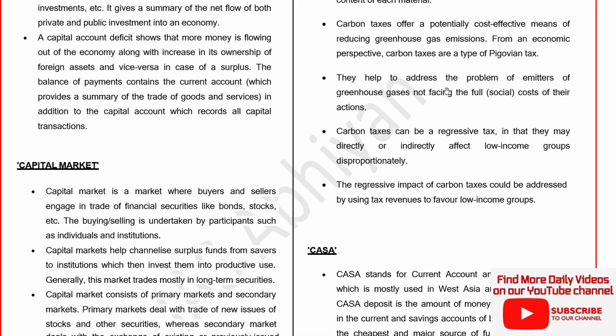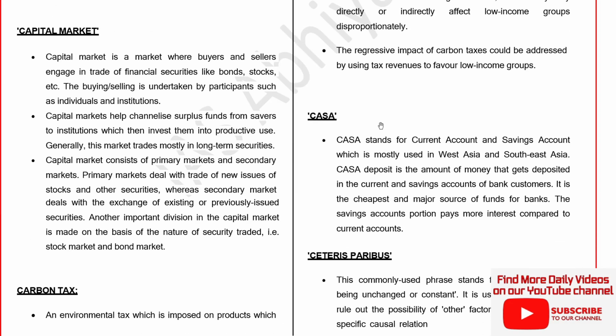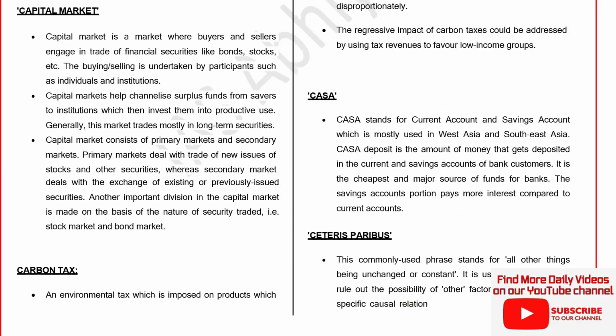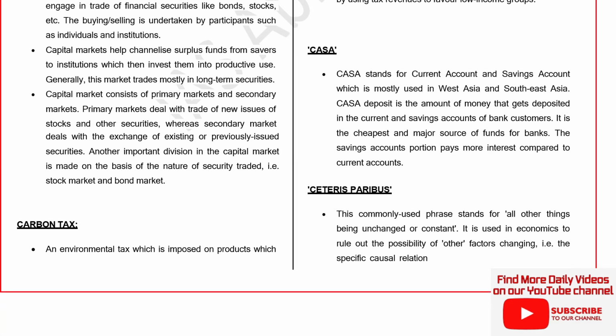They help to address the problem of emitters of the greenhouse gases not facing the full social cost of their actions. Carbon taxes can be a regressive tax in that they may directly or indirectly affect low income groups disproportionately. The regressive impact of the carbon taxes could be addressed by using the tax revenues to favor the low income groups.